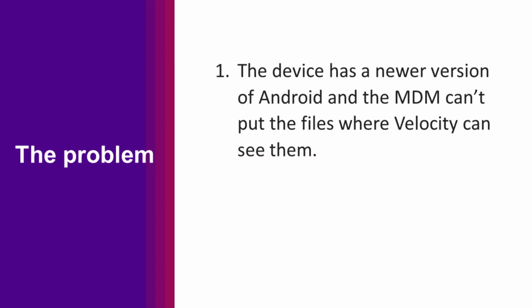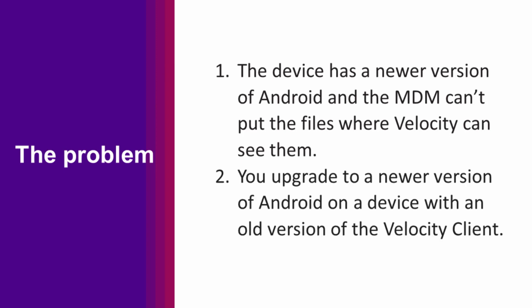First, if the device has a newer version of Android and you are using an MDM client that is restricted on where it can put the Velocity configuration files. Sometimes the MDM client can download the files, but it can't put them where Velocity can see them. With Ivanti Neurons for MDM, you can use a file transfer payload to solve this problem, but not all MDMs offer that solution.